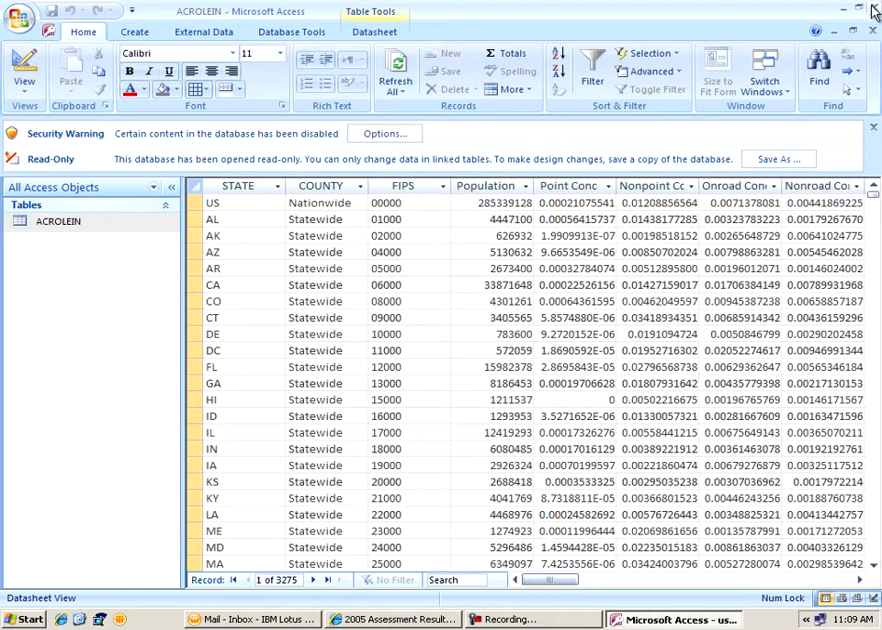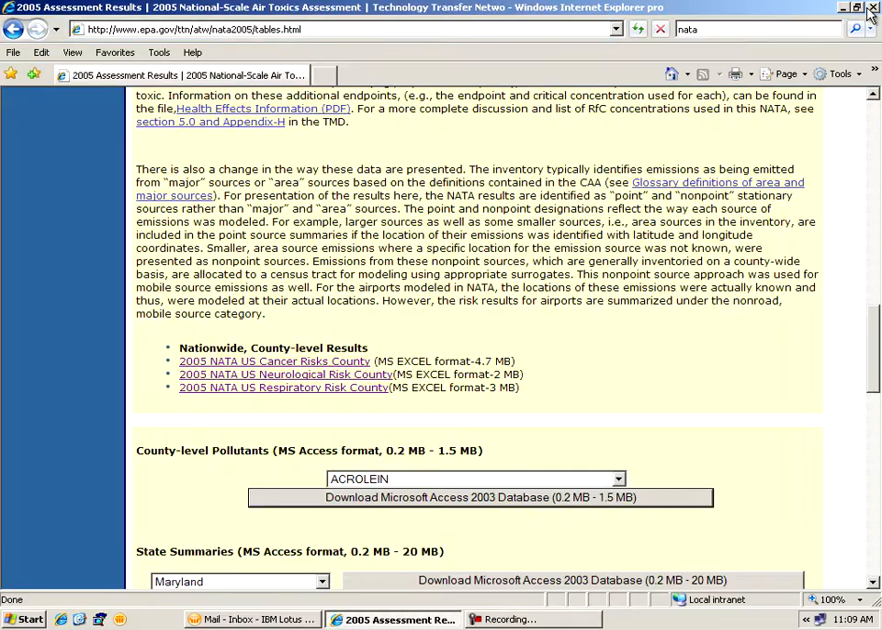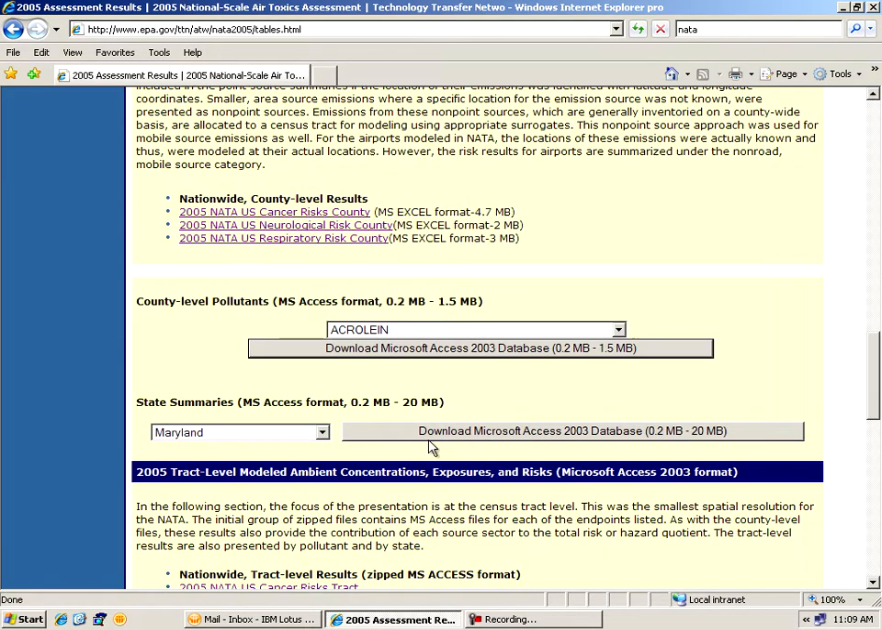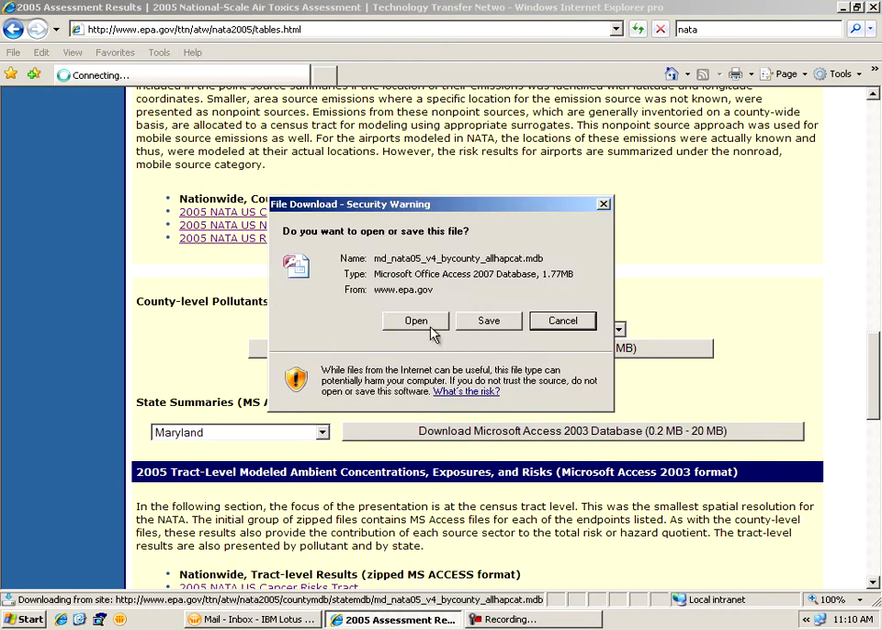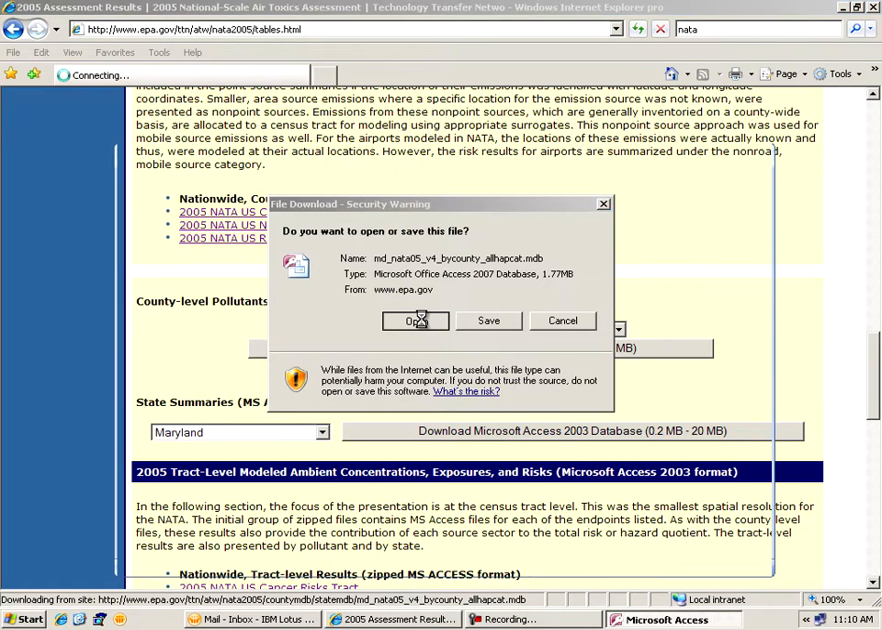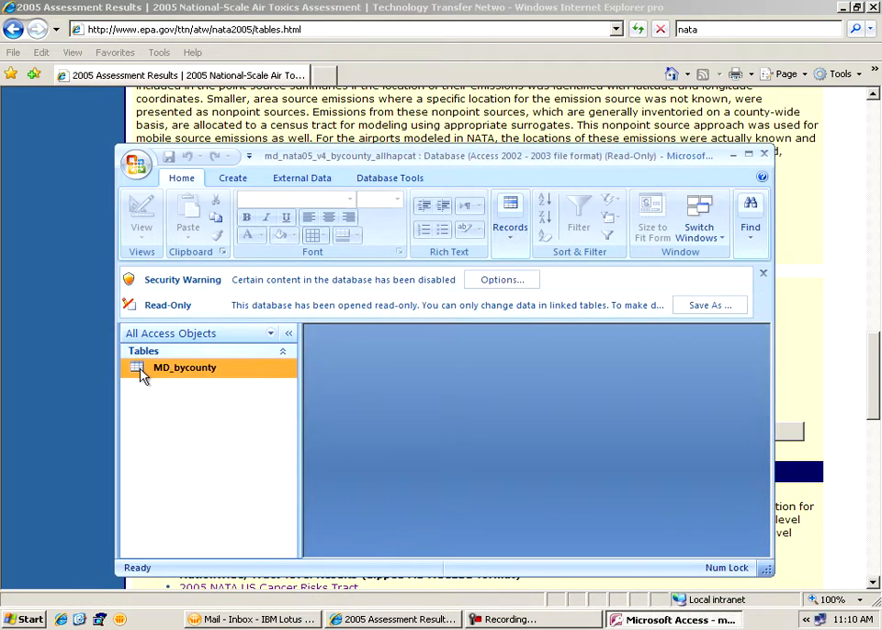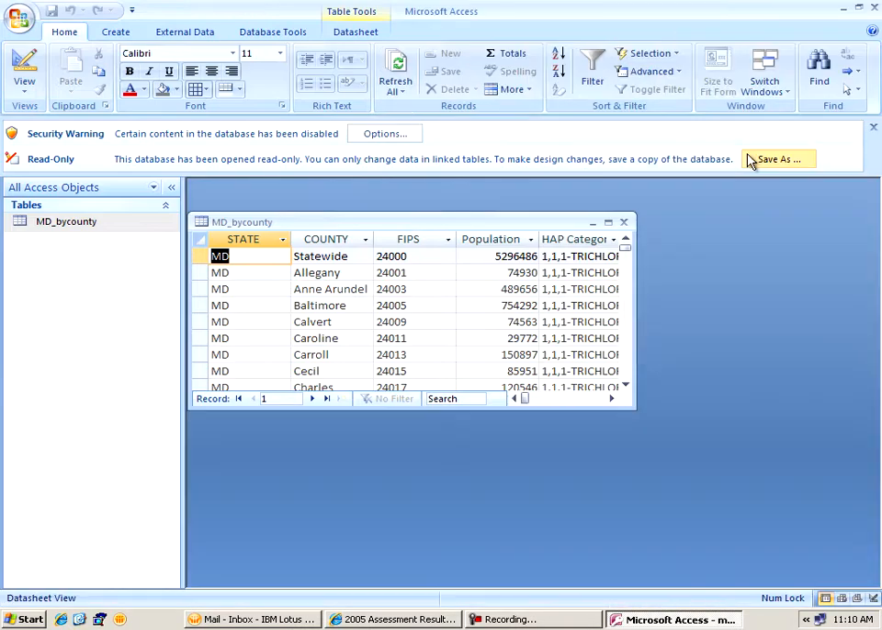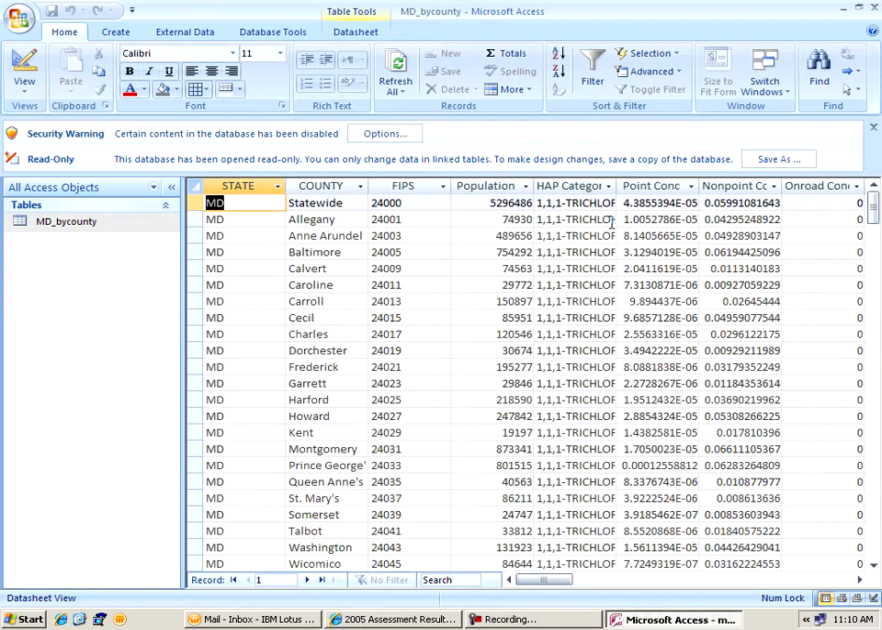So those are 2 types of files you can get off the NATA website. A third one is a state type file. You could download, let's pick a smaller state that might open up quickly. You can open up the state file once again there in Microsoft Access format. So you need to have that installed on your computer to access this type of data.